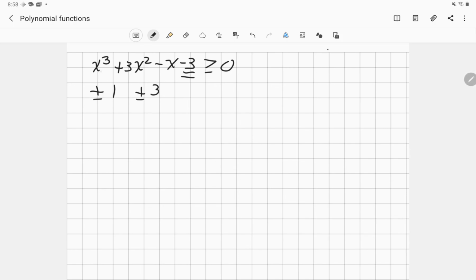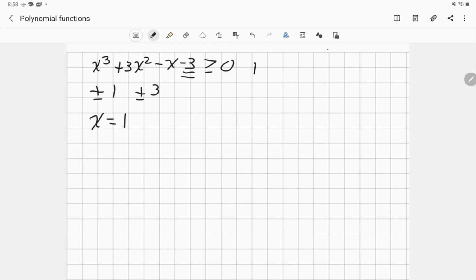1 cubed is 1. 1 squared is 1 times 3 is 3. So 1 plus 3 is 4. Minus 1 is 3. Minus 3 is 0. So if x is 1, then that's a critical number or a real 0. Now I need to figure out, are there other critical numbers or real zeros? So remember what we did: synthetic division.